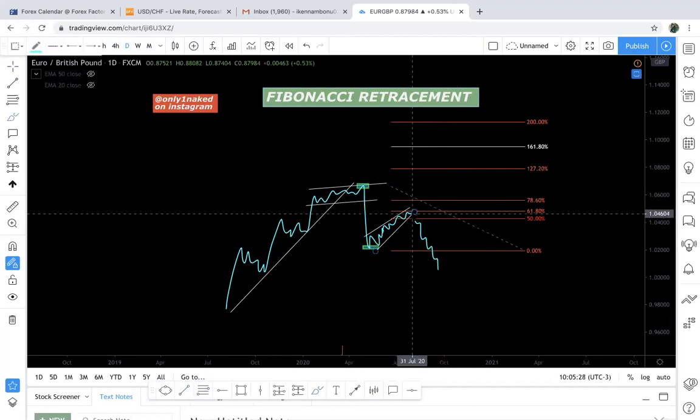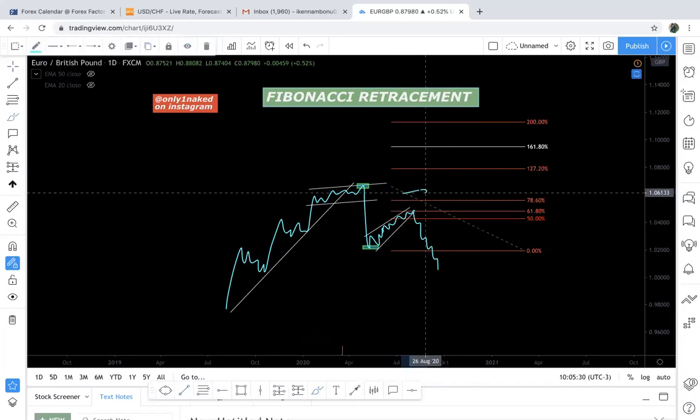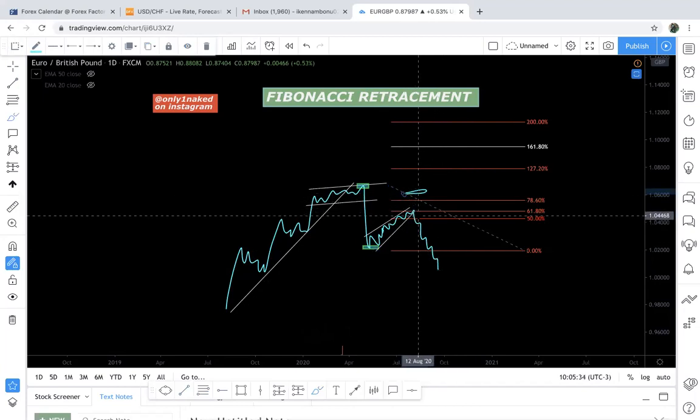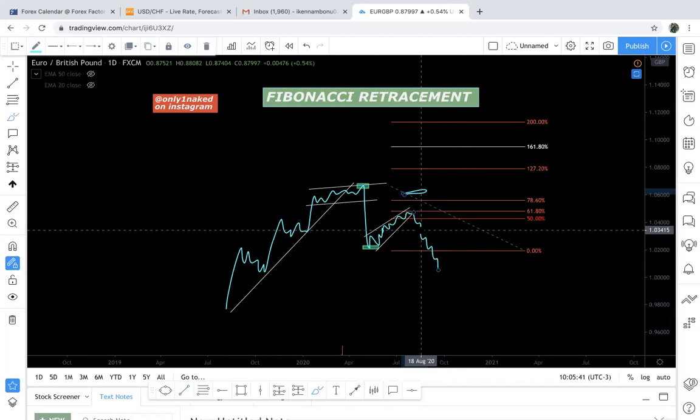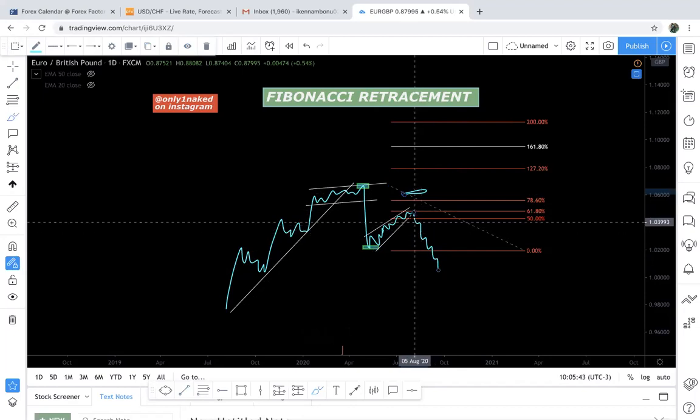When you're selling at 618, you can set your stop loss above 786. Mind you, you don't just say when price is here. You always want to use a candlestick confirmation. You want to see the pin bar. You want to see the engulfing candles, just to let you know that there's a strong momentum coming in the market. You don't just want to sell because price is there.